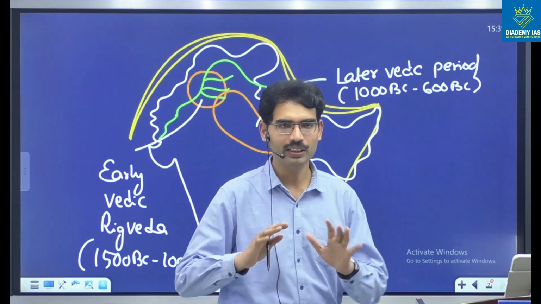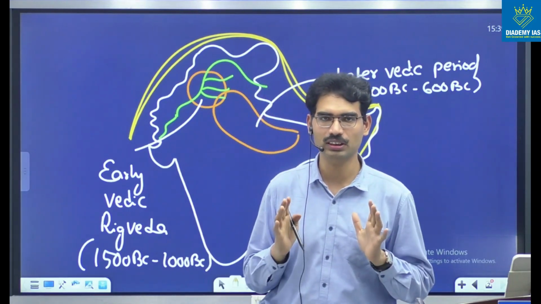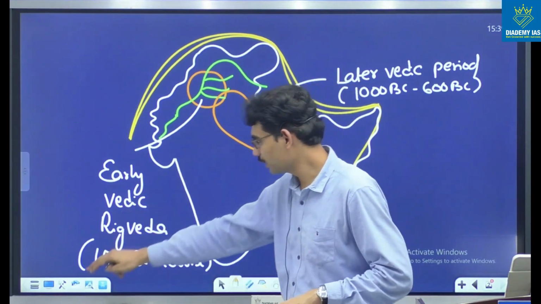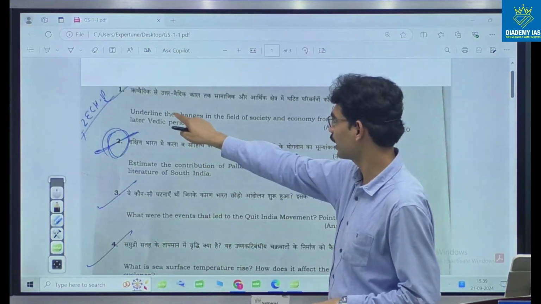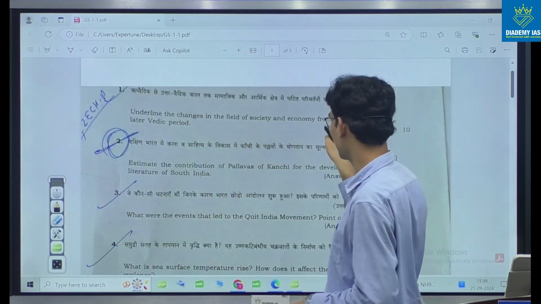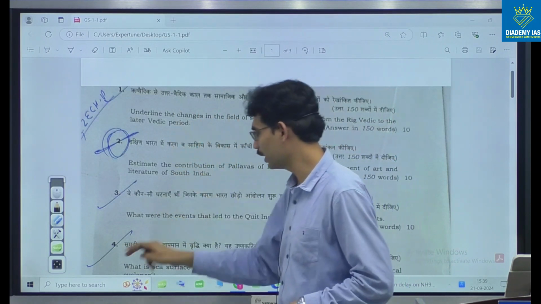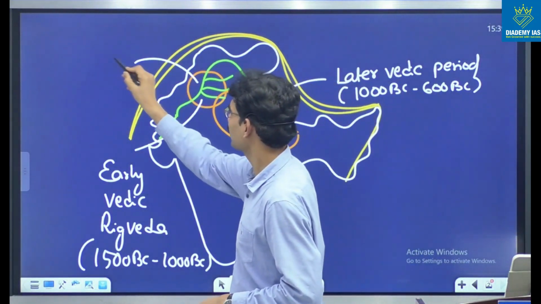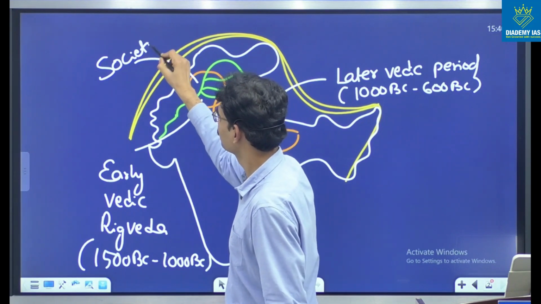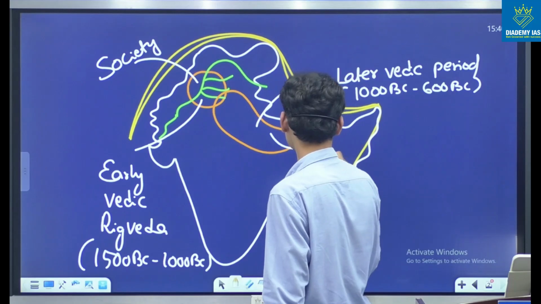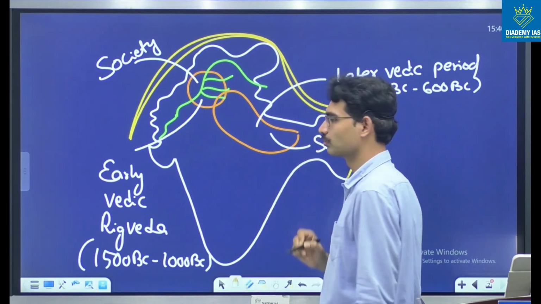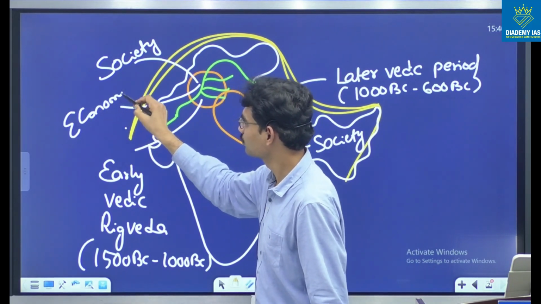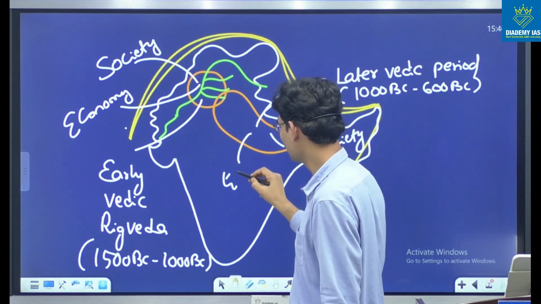So once you identify in which location this particular question is asking, then framing the answer is going to be very, very easy. Now, 1500 to 1000 BC. You see, underline the changes in the field of society and economy from the Rigvedic to the later Vedic period. Underline the changes: how the society was there and how it transformed in this region, and how the economy was there and how it changed.